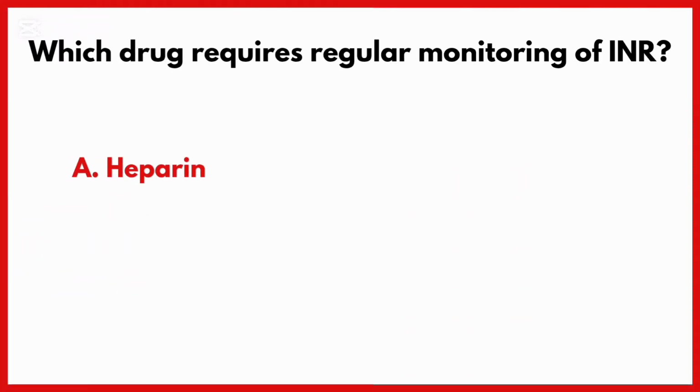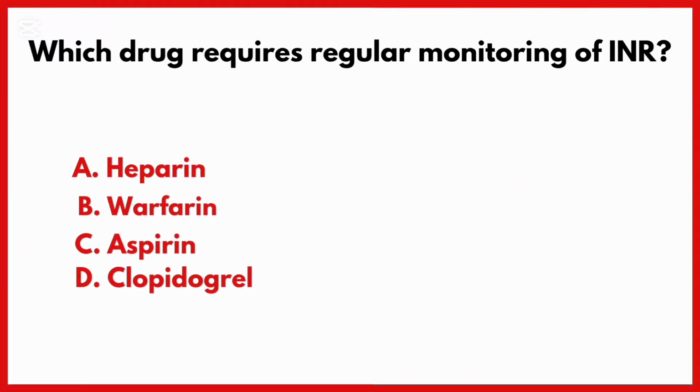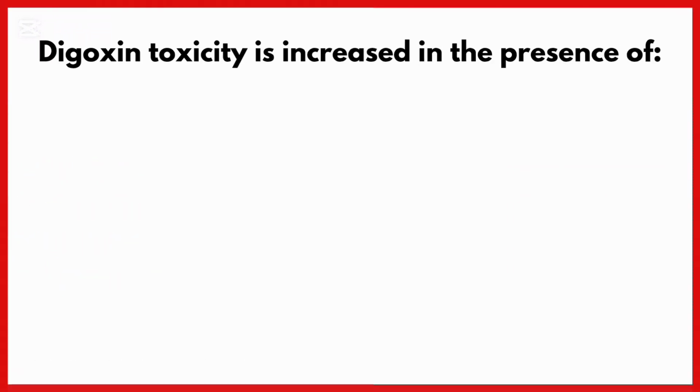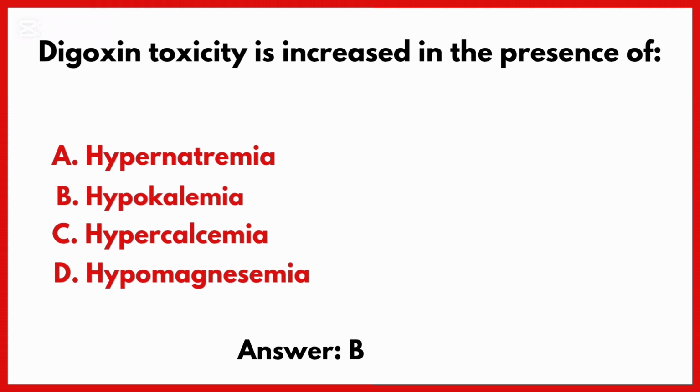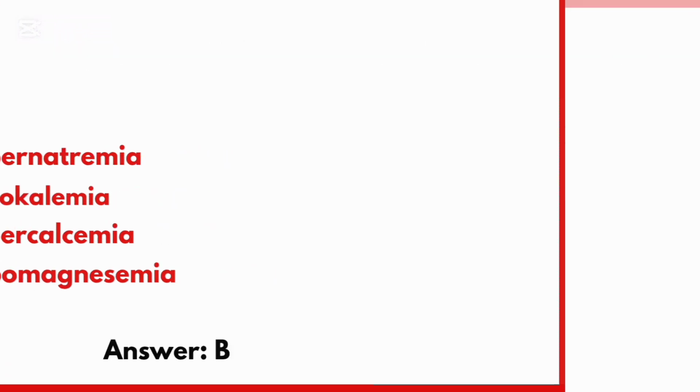Which drug requires regular monitoring of INR? Correct answer is option B, warfarin. Digoxin toxicity is increased in the presence of. Correct answer is option B, hypokalemia.